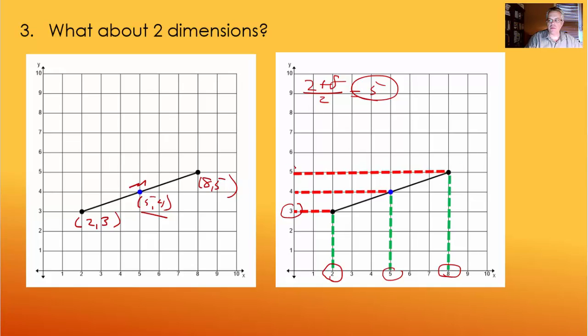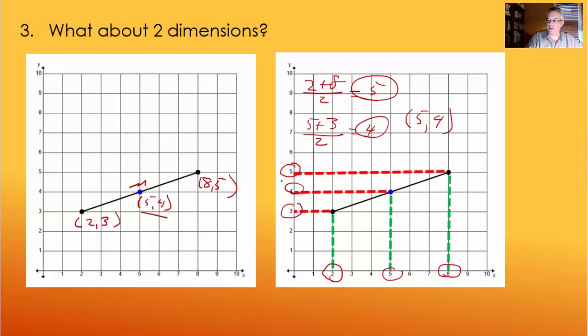This endpoint has a y-coordinate of 5. The midpoint should have a y-coordinate that's halfway in between those two numbers. So again, we can get that by taking the average. 5 plus 3 divided by 2 is 8 divided by 2, which is 4. Sure enough, it's 4.